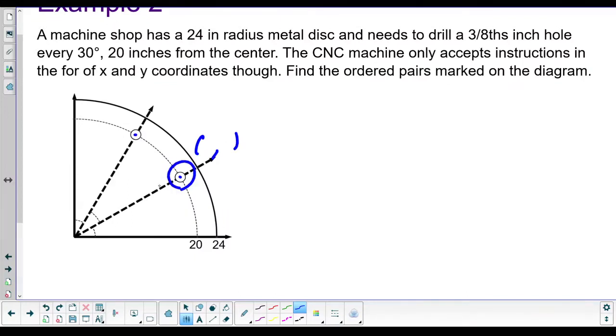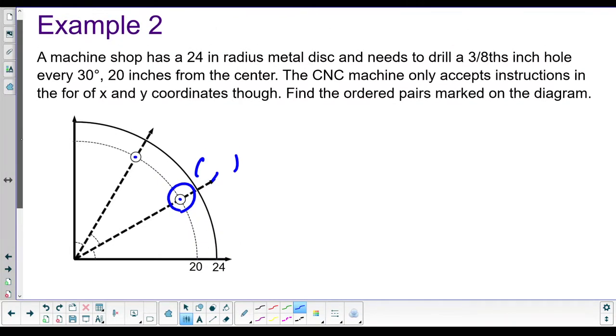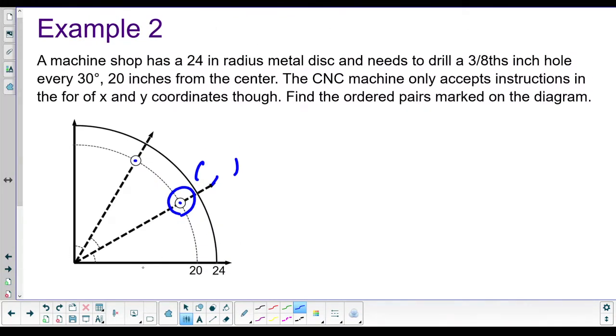So we need to figure out where this hole and where this hole are in X and Y coordinates. We're just going to do one for the sake of making this video not an hour long, but we could get this one if we really felt like it. So here's what we want to do. This angle here, it says we want to do it every 30 degrees. So this is 30 degrees. We know this is 20, and we want to know where this thing is.